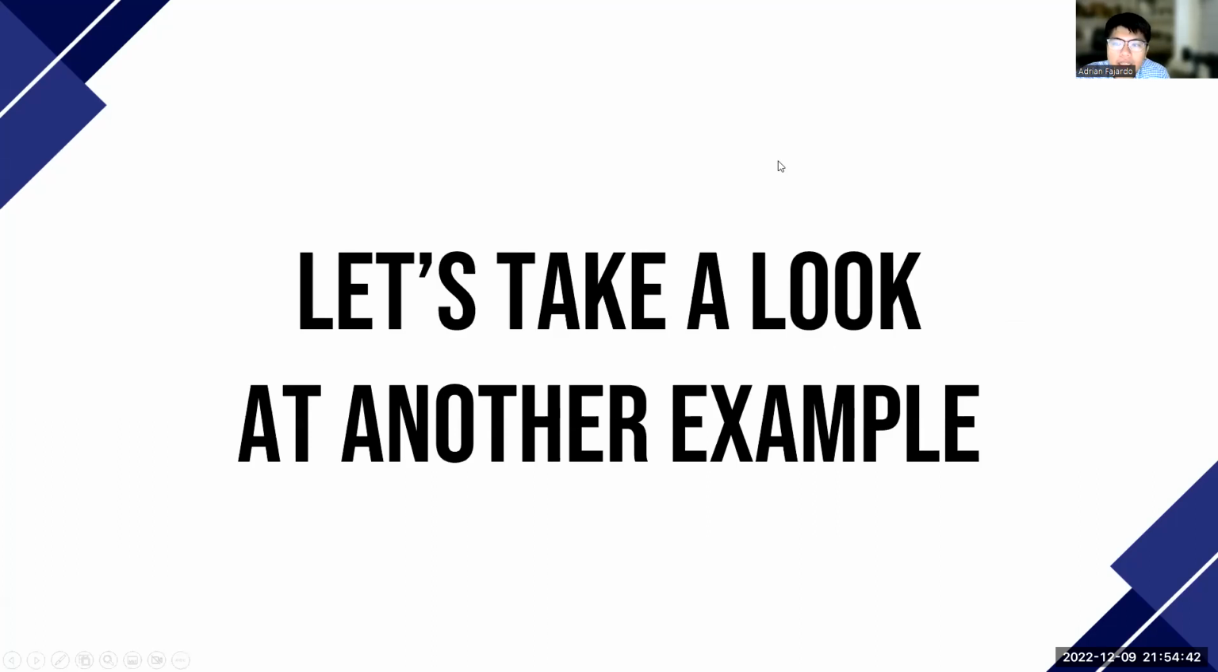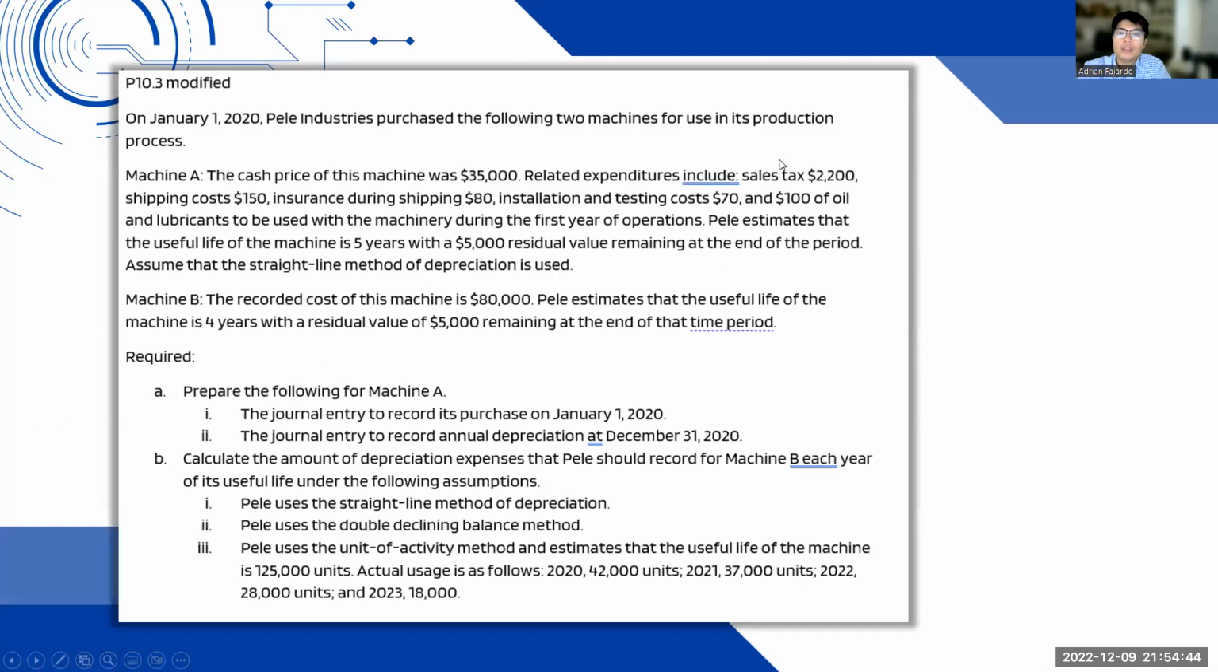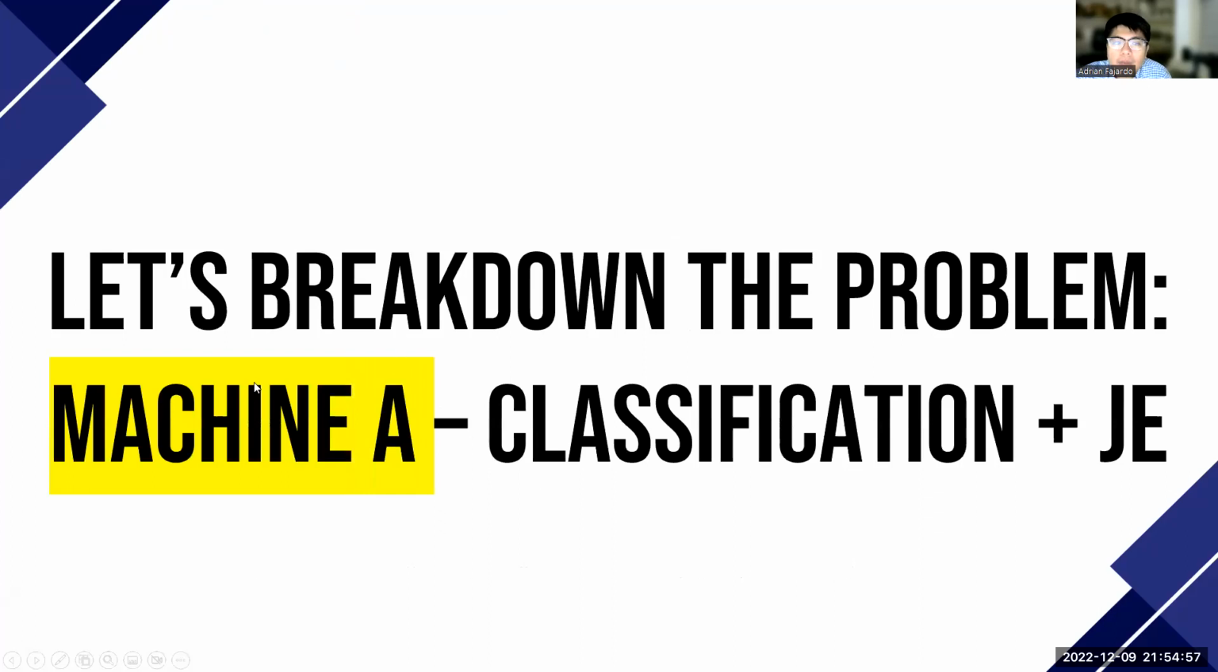So let's take a look at another example. So this one is about machines. And for this, honestly, it's the same. But let's break down this long problem into 2 sub-problems. The first sub-problem is about machine A. And honestly, machine A is just easy. It's just classification and a journal entry.